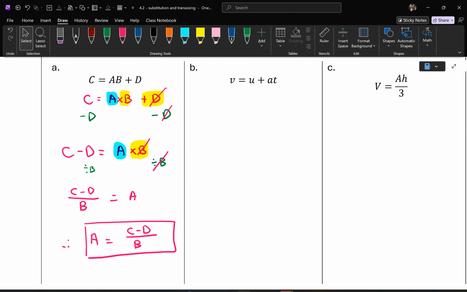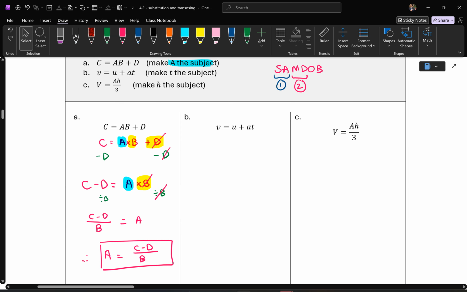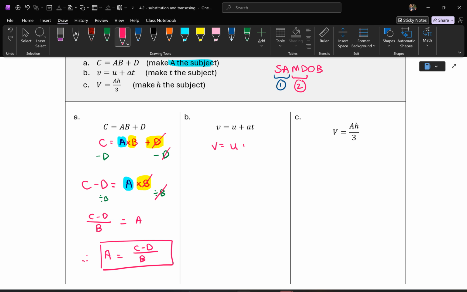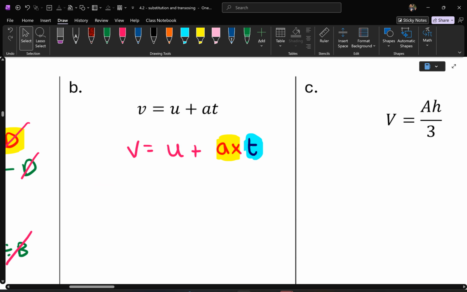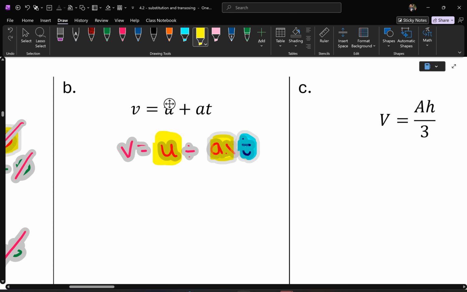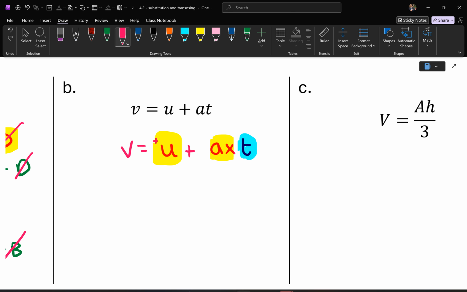Let's try the next one. Same idea, SAMDOB. Here we go. We've got another letter next to a letter. So what this means is you've got U plus A times T. Okay, and you want to make T the subject. So T you want by itself. You need to get rid of times A. And notice that's a U, but it's a positive U, so this is actually plus U. Most students may not realize, but that means plus U there. So you've got add on U, and you've got times by A.